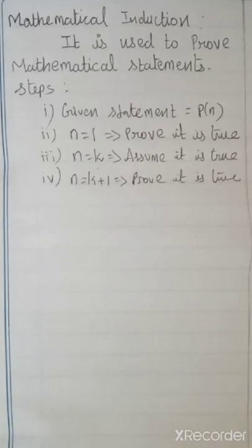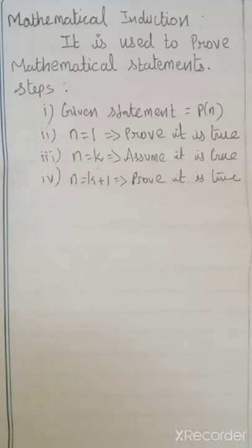Now tell me, what are the steps we have to follow? First, the given statement should be taken as P of n. Second step, n equal to 1, and we have to prove the given statement. Next, we take n equal to k and assume that it is true. And the last step is we take n equal to k plus 1 and prove the given statement. By using these three steps, we can say that the given statement is always true. We are going to proceed. Is that clear? Shall we get into the exercise?